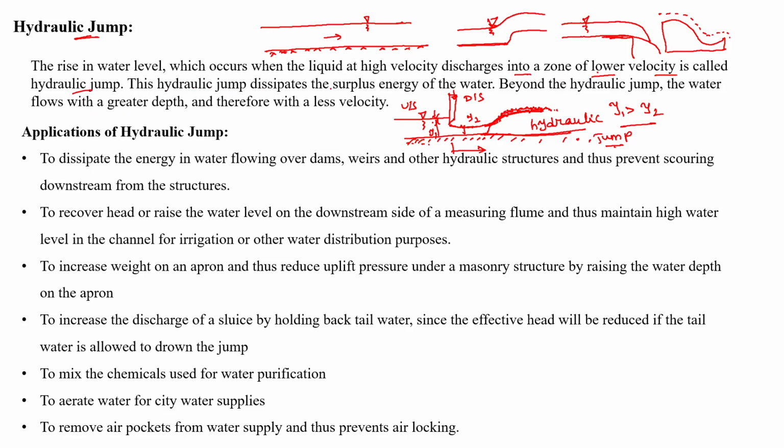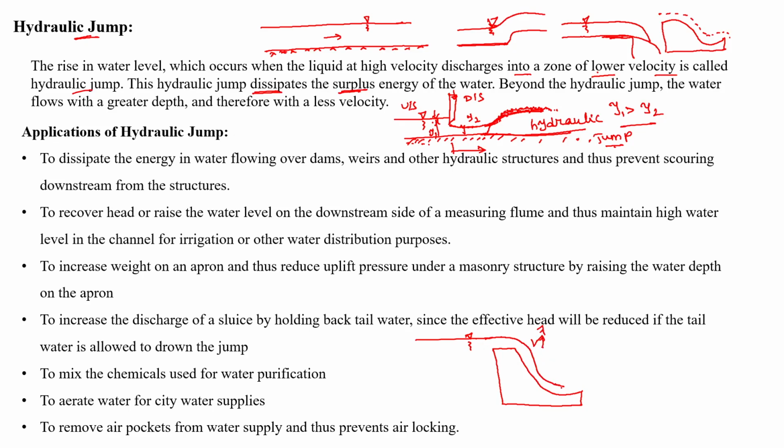See, the hydraulic jump dissipates the surplus energy of water. So one of the applications is that it dissipates the surplus energy of water. Suppose you have seen in dams, when they open the gates, the water rushes towards the downstream. If you clearly observe, let's say this is a dam, and if the water reaches above this dam level, when the water is flowing over this dam, it will rush at a much higher velocity.